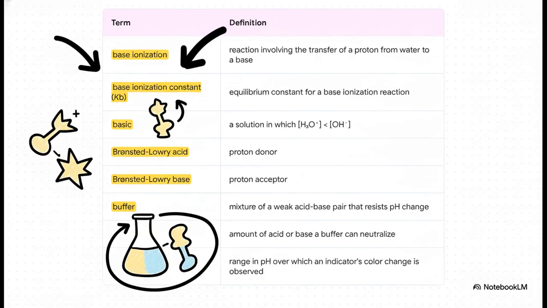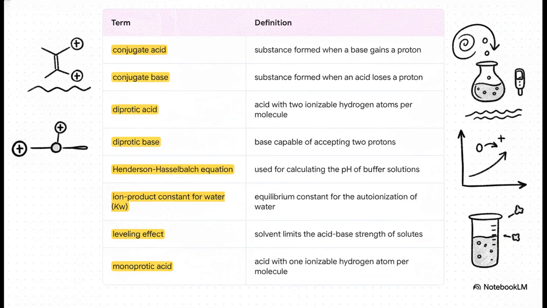Now this next group of words, this is where we really get to the heart of it. You've got the Bronsted-Lowry definitions: acids donate protons, bases accept them. Super simple, but super powerful. And we get our first look at buffers, which, trust me, are a total game changer when it comes to controlling pH.